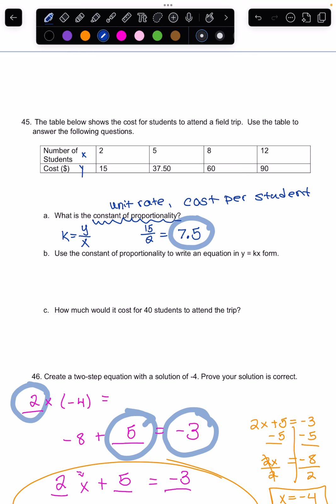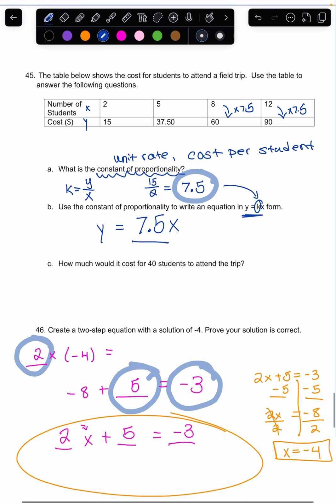Y equals KX. We're giving it to you. The only thing you replace is the K value that you just found. Y and X stay the same. So we're just replacing K with 7.5. This equation should match the table that you have above. So for example, if you do 12 times 7.5, you should get 90. If you do 8 times 7.5, you should get 60, and so on and so forth. The equation should match the table.